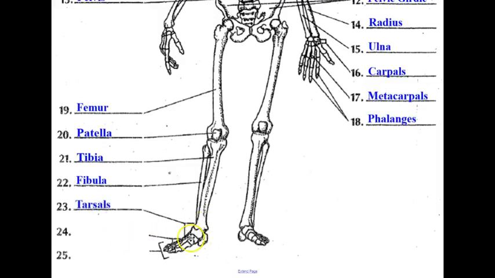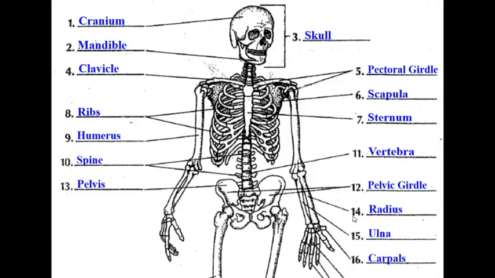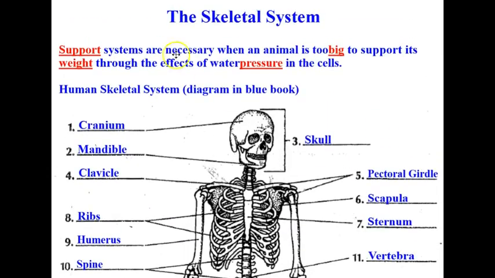We have the tarsals. Notice the connection there between the hand and the foot. Carpals for hand, tarsals for foot, which would be the bones in your ankle. And then the metatarsals, which are in your foot itself that lead to your toes, which would be the phalanges. Okay? All right, that'll do it for the diagram in the blue book. Now let's take a look at how bones are put together.